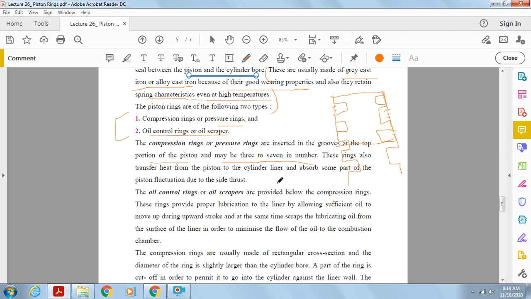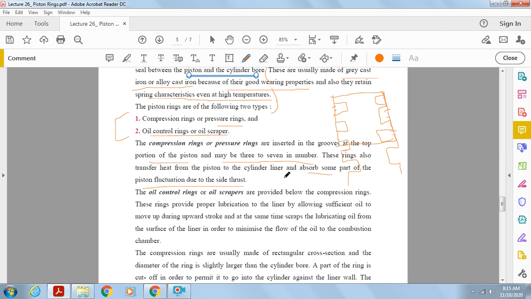So these compression rings or pressure rings are inserted in the grooves at the top portion of the piston, and they may be 3 to 7 in number. Here I have shown you 3, where in the case of the trunk type piston, 3 grooves are provided for the compression rings. These rings also transfer heat from the piston to the cylinder liner and absorb some part of the piston fluctuations due to the side thrust. So you can understand the importance of these compression rings. First, they transfer the heat. Second, the piston fluctuations due to the side thrust can be accommodated by these compression rings.